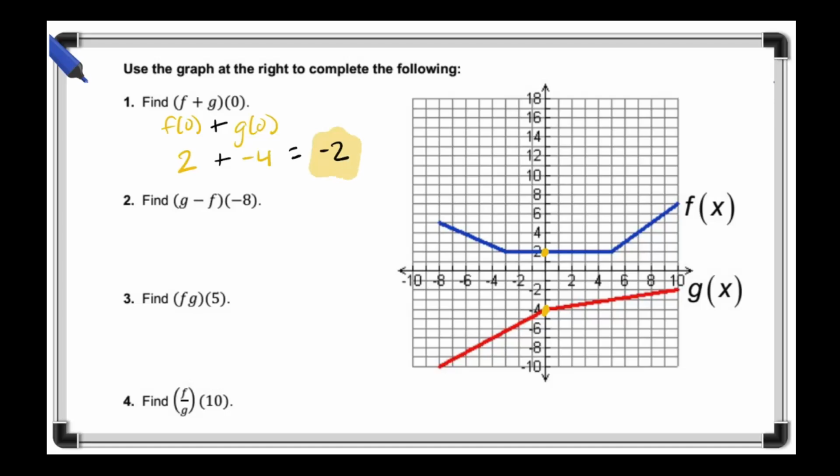All right, same thing again. For this one, be careful of the subtraction. So g of negative 8, and we're going to minus f of negative 8. For g of negative 8, here's negative 8, going all the way down to negative 10. And we're going to minus f of negative 8, here's negative 8, that is 5. So my final answer is negative 15.